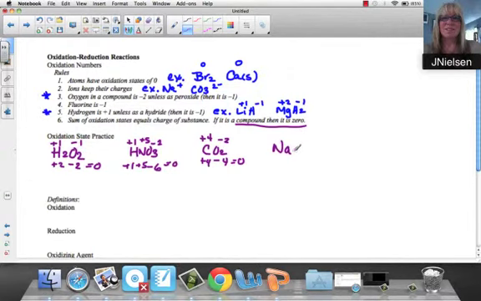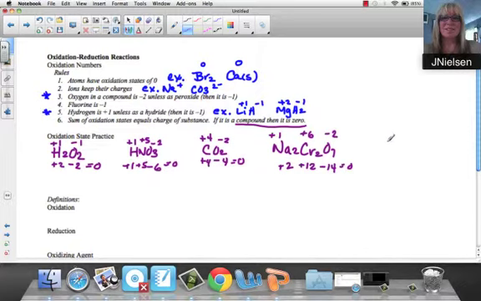Sodium dichromate. Here's a nice one. Oxygen's -2. This is -14. Na can only be +1. There's 2. That gives us a net +2. In order for this to be equal to 0, chromium must be a total of +12, but there's 2 of them, so each one is +6.